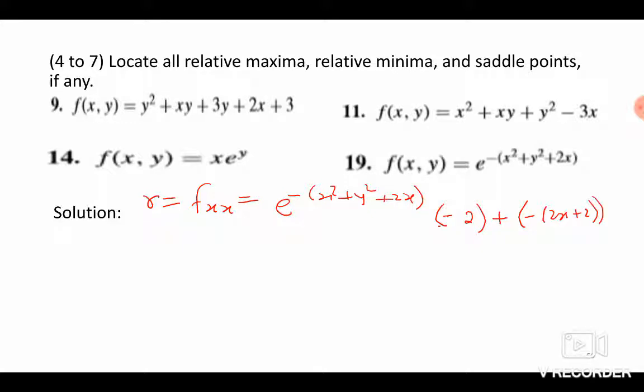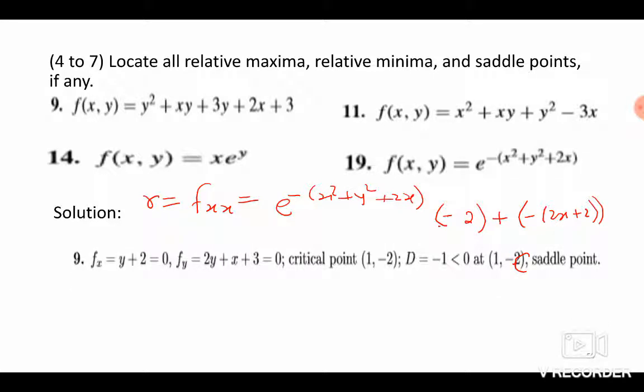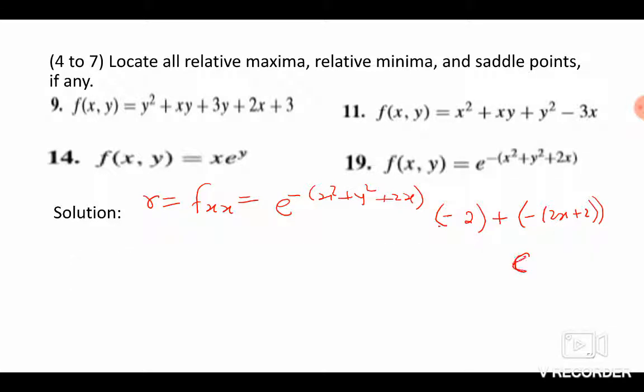Using the product rule, we differentiate the exponential, get e raised to minus (x square plus y square plus 2x), and then differentiate the power by chain rule. You get again minus 2x plus 2. We don't want to simplify this one. We just want the value. We have only one critical point. What is it? The critical point is negative 1 comma 0.